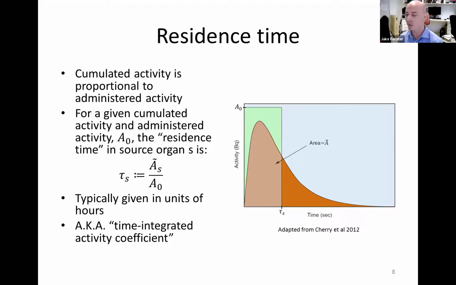And like I said, because people don't like using the term residence time, it's now sometimes called the time integrated activity coefficient. But all it is really is this constant of proportionality between the cumulated activity and the administered activity. So the residence time is defined as the cumulated activity in the source organ divided by the administered activity. It's important to note that that is the administered activity A0 and not the initial activity in the source organ.